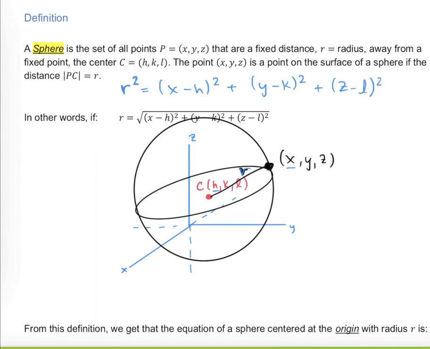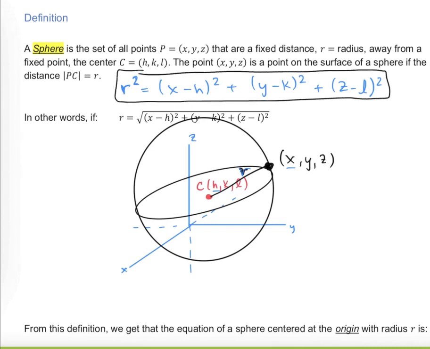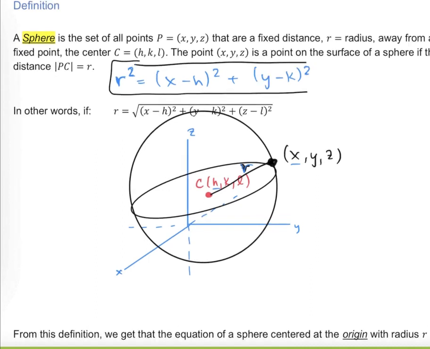Notice how similar this standard graphing form for a sphere is to the equation of a circle in two-dimensional space. If we were to just erase this bit right here, we would have the equation of a circle in 2D. So it's nice that the equation of a sphere in 3D is so similar.